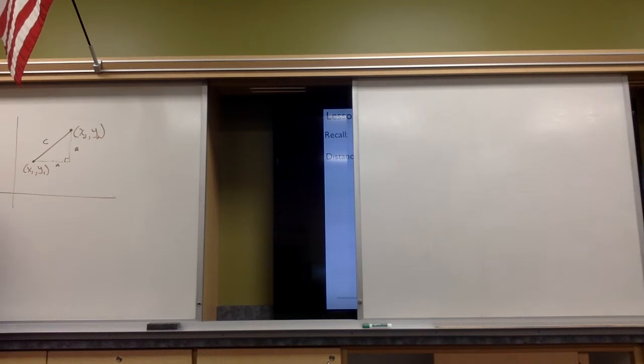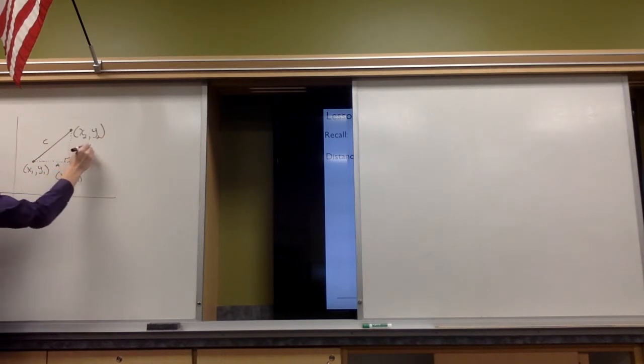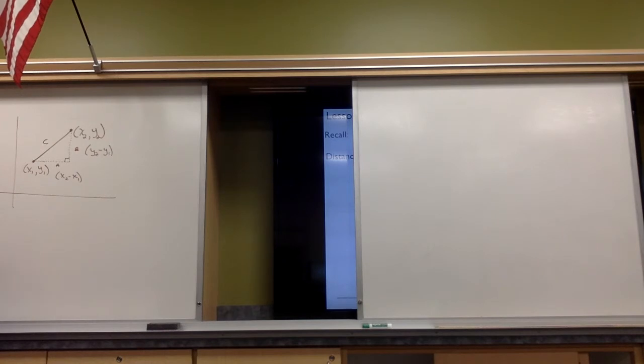Well, it's actually subtracting the x's, right? If I subtract the x's here, I know how far I traveled. So this is going to be x2 minus x1. I'm going to subtract the x coordinates. Up here, how far did I travel vertically? Well, I'll subtract the y coordinates, and that'll tell me how far I traveled. C, that's what I want, right? From this point to this point.